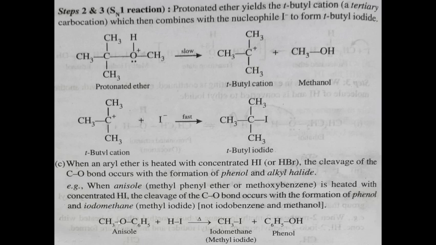So here the alkyl carbon oxygen bond gets cleaved, and then this forms the alkyl iodide, and then phenol. The cleavage of the carbon oxygen bond occurs with the formation of phenol and iodomethane, or methyl iodide. So here the reaction scheme is shown: anisole, CH3OC6H5, reacting with hydriodic acid. This bond gets cleaved, and then we get iodomethane, CH3I, and phenol, C6H5OH.